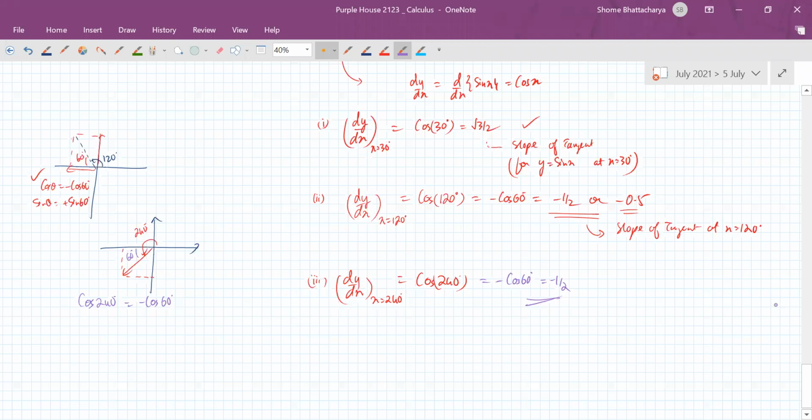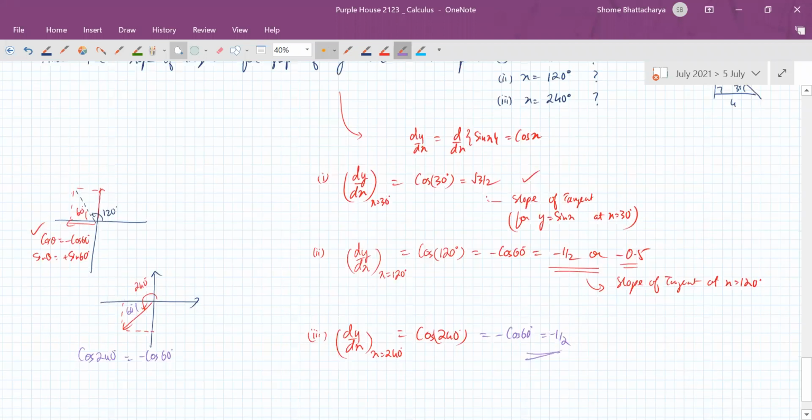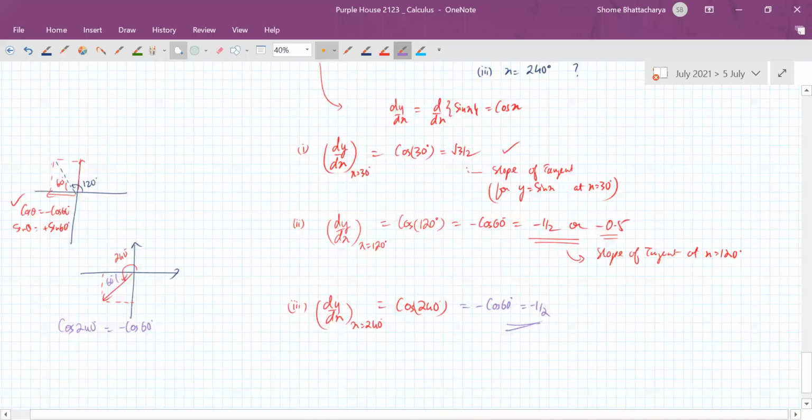Yes, Piyu. Sir, please can you explain this third one once again? Third one, see what we are doing. We are finding the value of dy by dx at 240, na. So dy by dx is what? Cos x. So we need to find cos 240. So come to the left hand side diagram. I'm rotating by 240. So that's how much? That's 180 plus 60. This angle here will be 60. Okay, sir. So now cos is on the negative side. Sine is also on the negative side. So you can see now, cos 240 will become the same thing as minus cos 60.